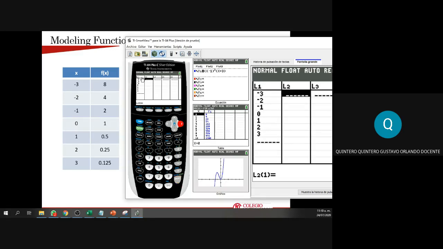For the second list, I am going to pass to list 2. And all I have to do here is just write down the values. So I have 8, 4, 2, 1, 0.5, 0.25, and 0.125. All right? That is the first step, guys. Let me know when you finish. Guys, everybody, please, in the chat, if you finish doing this step, write down, I finished, or write down, done, teacher, something like that. Let me know that you finished.